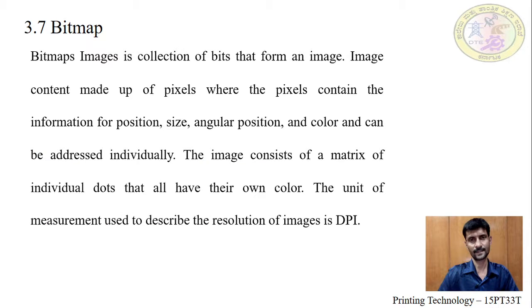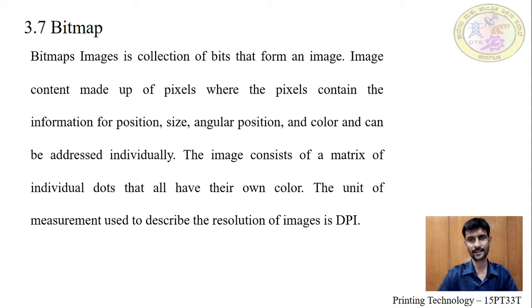A bitmap is actually made up of bits, and the bits that compose it are called pixels. Depending upon the pixels, the image resolution is determined. Here, the collection of bits forms an image made up of pixels, where the pixels contain information of position, size, angular position, and even color can be addressed individually. If the pixels are more, then the file size is also more, and the quality of the image output is also good.